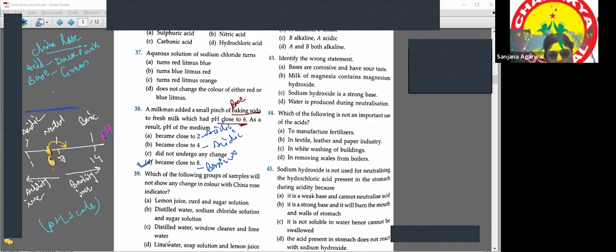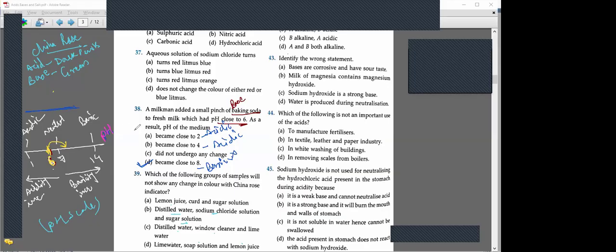Tell me, children, what do you think would be the option? Water, soap solution base, lemon juice, coffee. Distilled water, window cleaner, lime water. Strong sodium chloride solution is neutral. This is also neutral. Distilled water is also neutral. What do you think? I've written here what is the color change in China rose in this. Is it option B?